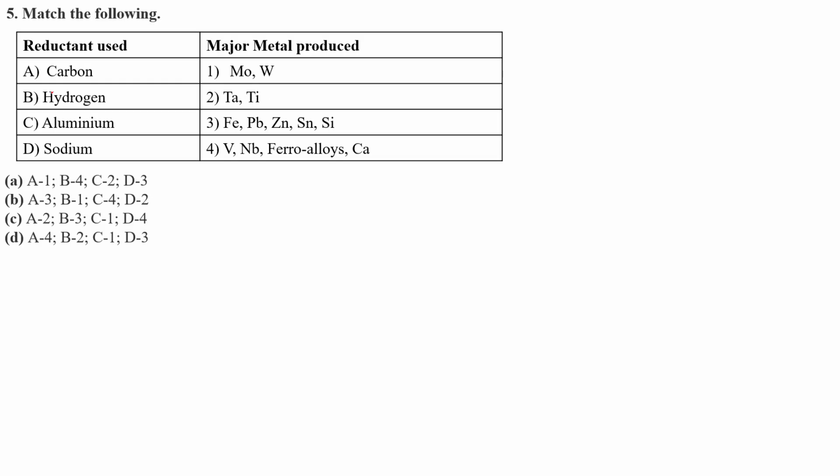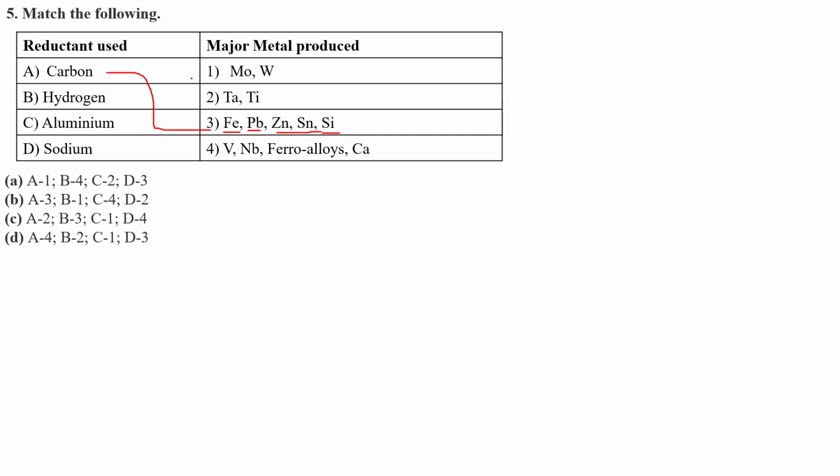Now we are using different types of reductants for the production of the major metals. Carbon, as we all know, is the common example for carbothermal reduction, as in the blast furnace process. And the blast furnace is not only used in the production of iron. We are using the blast furnace process for the reduction of lead ore also.